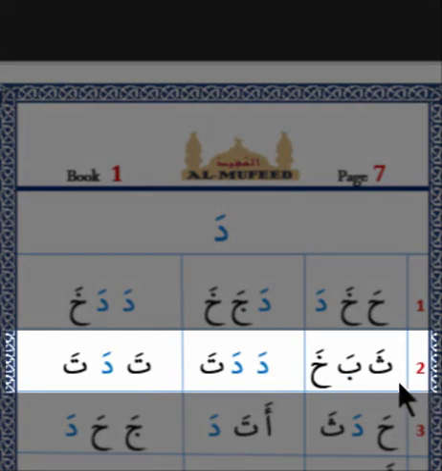Second line, tha, ba, ho, tha, ba, ho. Da, da, ta, da, da, ta, ta, da, ta, ta, da, ta.